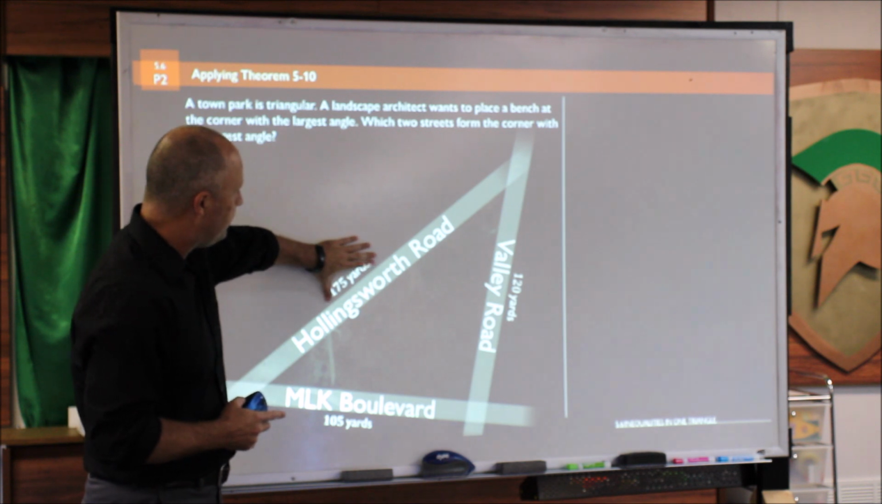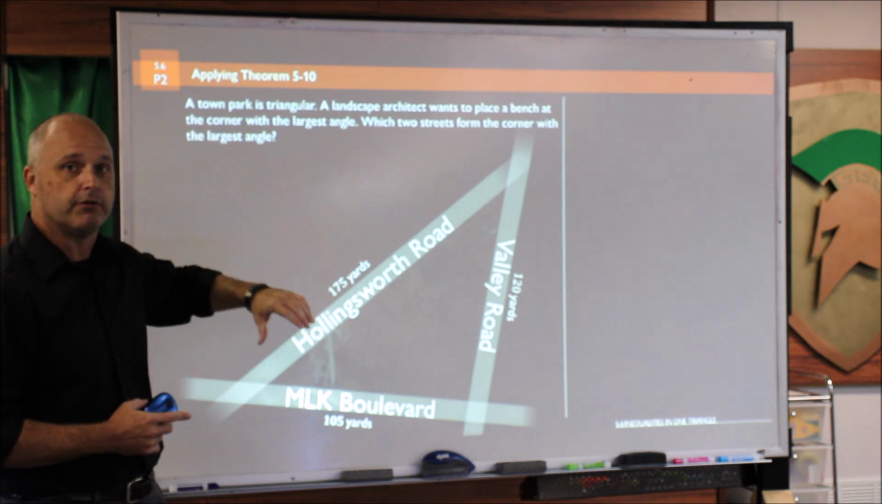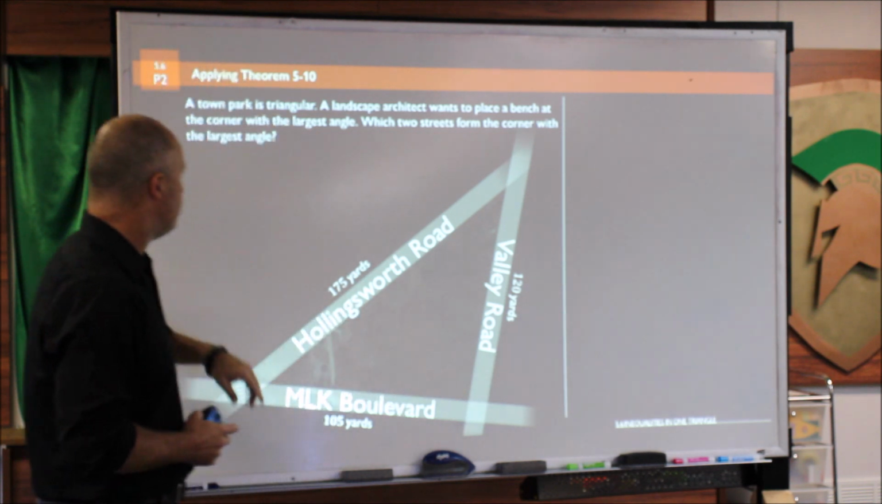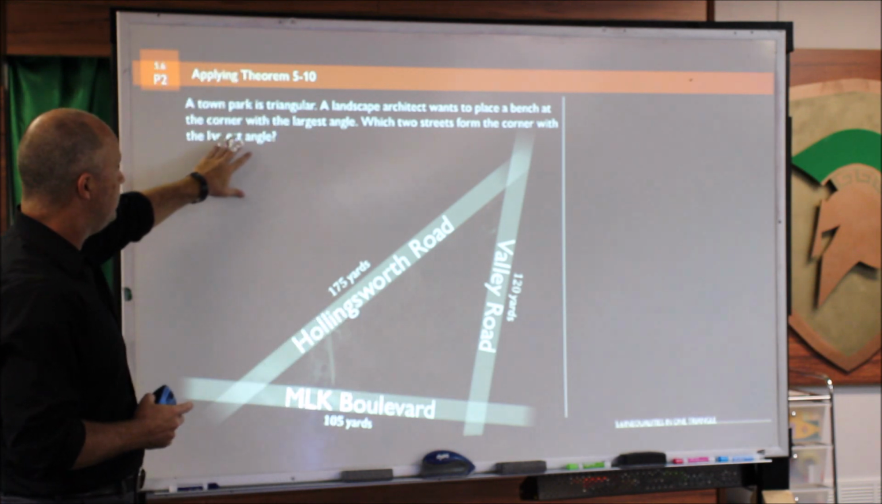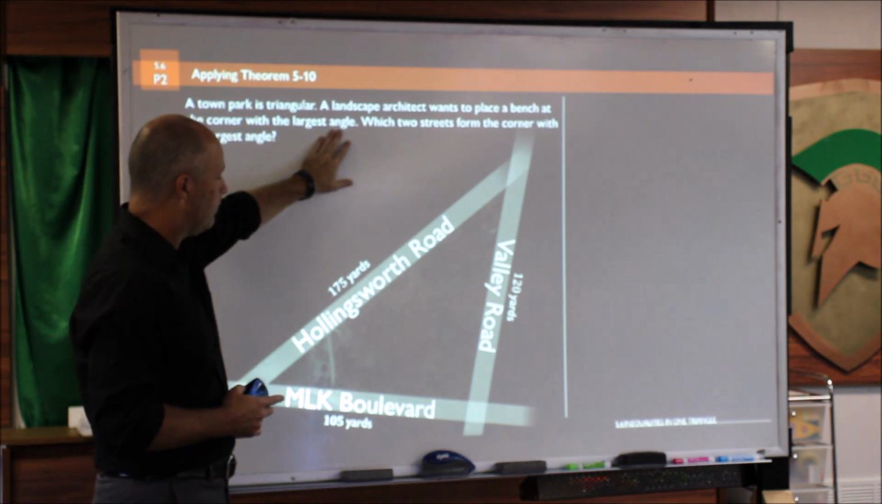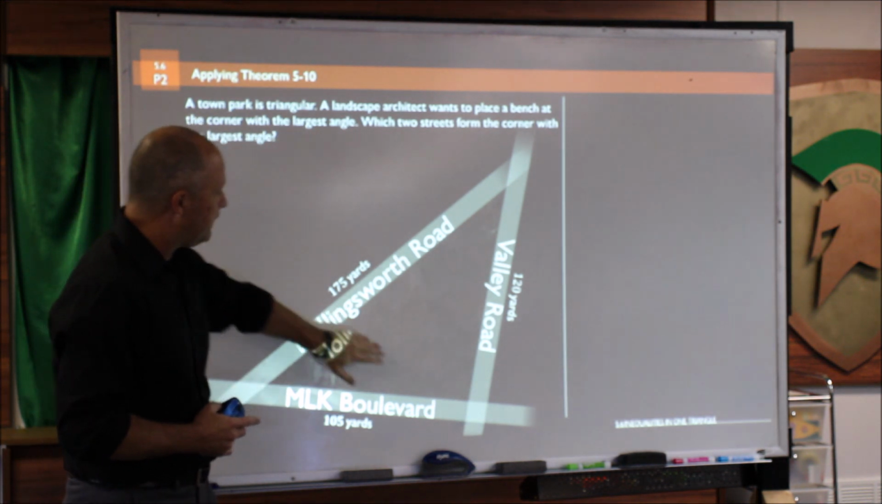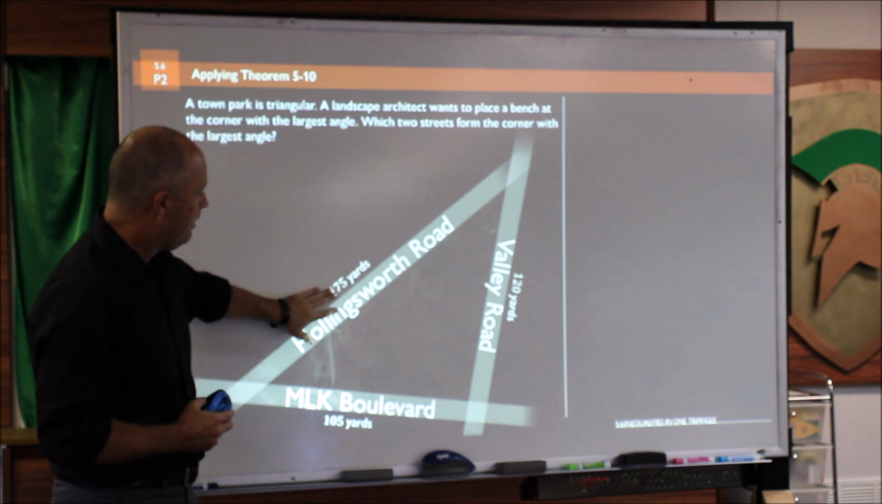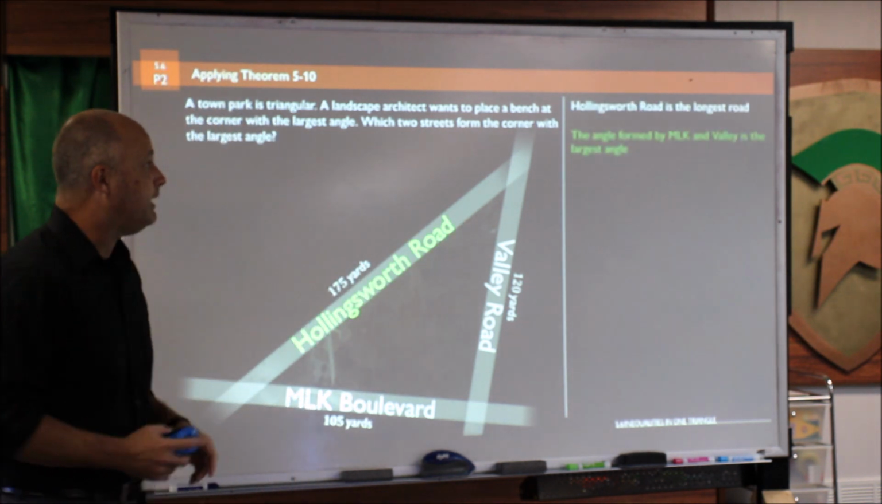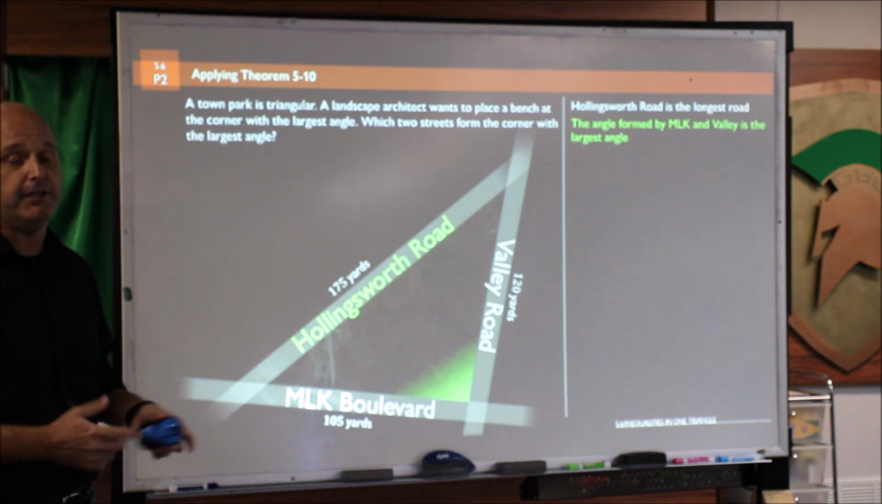Then with Hollingsworth Road, Hollingsworth is 175 yards long, making it the longest side, which means it's across from the largest angle. So again, what we're looking to do is find a place to put a bench at the corner with the largest angle. So we know that the largest angle is across from Hollingsworth, so that means that MLK and Valley Road are going to be where we want to put the bench.